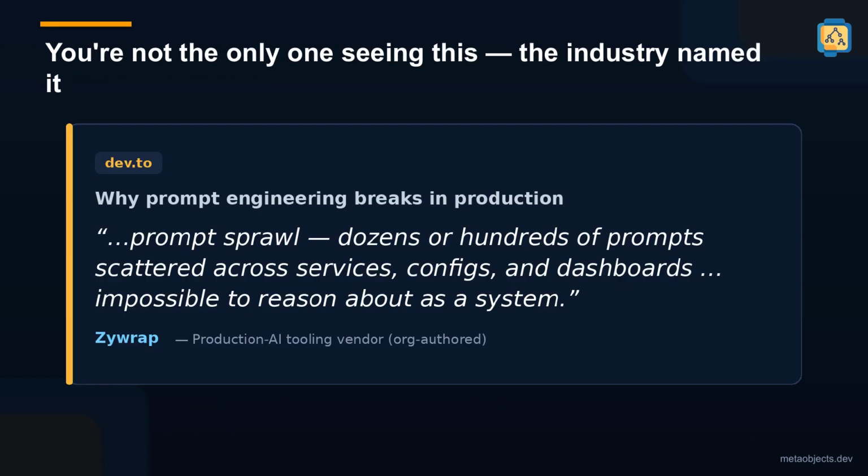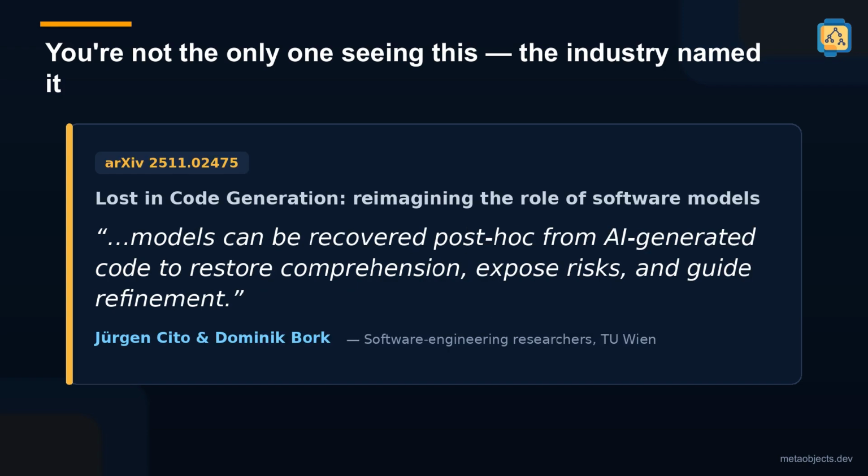And it's not just you. Practitioners call it prompt sprawl. Hundreds of prompts scattered across services, impossible to reason about as a system. And the academics are converging on the cause. The software model gets lost in code generation and has to be recovered just to make sense of what the AI wrote.